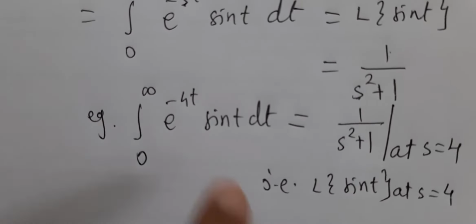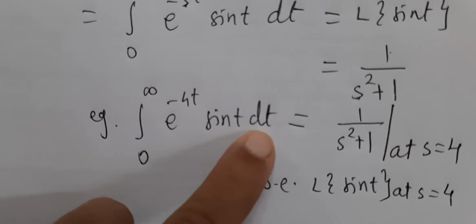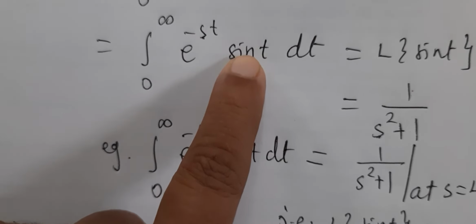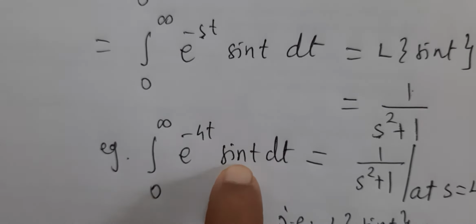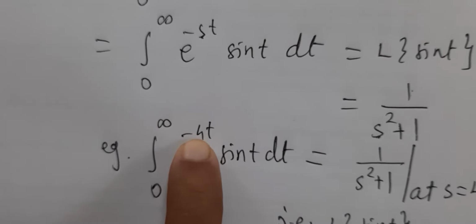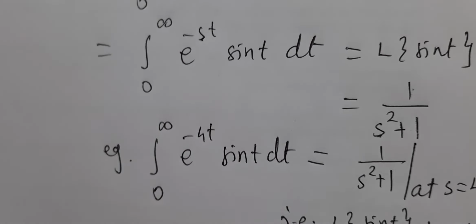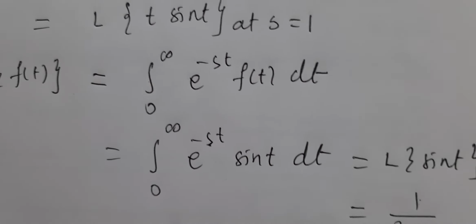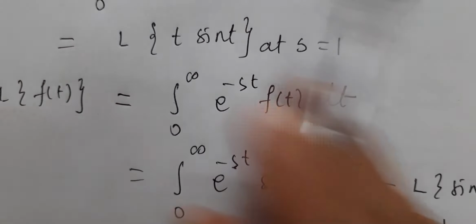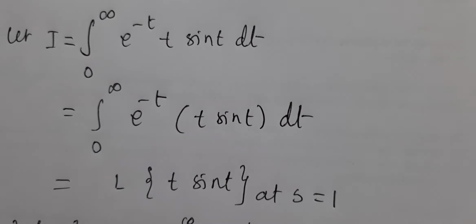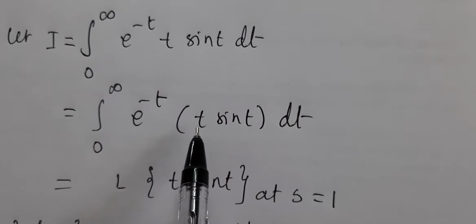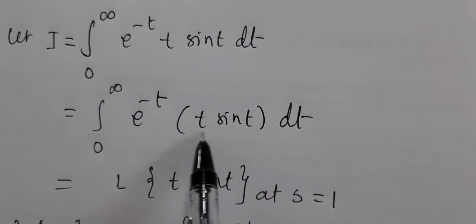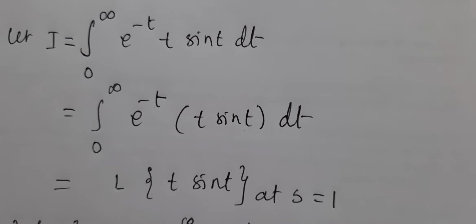I am repeating, e raised to minus 4t sin t dt. If you compare with e raised to minus st sin t dt, this is Laplace of sin t. So this will be Laplace of sin t at s equal to 4. And if you understood this, I will go back to our problem and you can understand now what we had done. This integration 0 to infinity, this is the integration which we wanted to find out. 0 to infinity e raised to minus t sin t. So this will be Laplace of t sin t at s equal to 1.